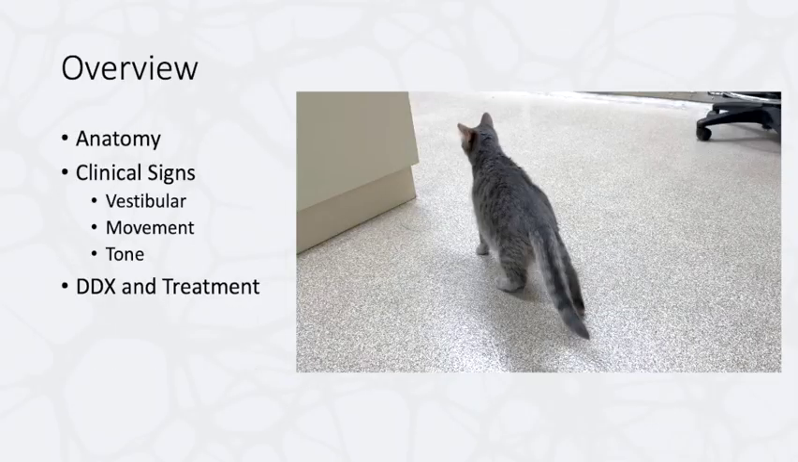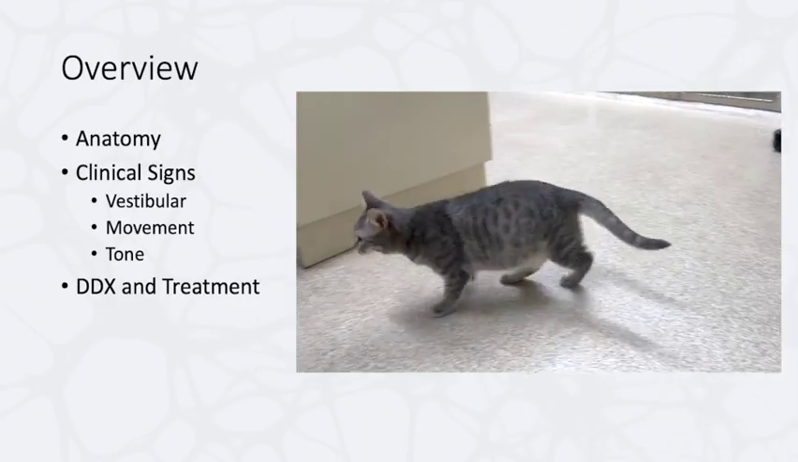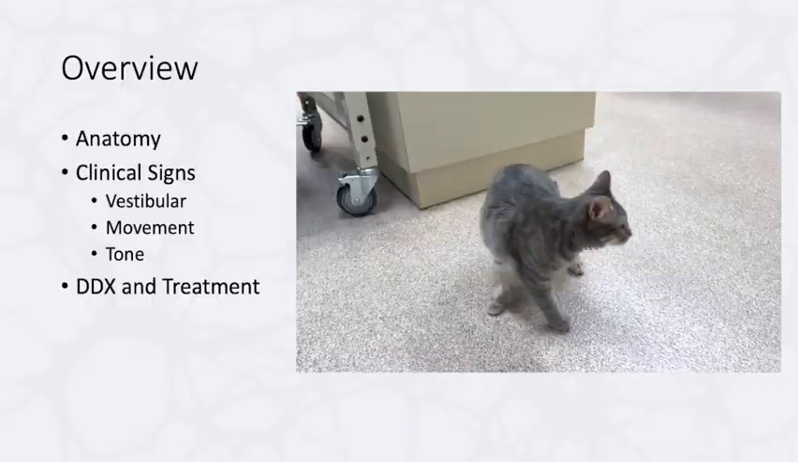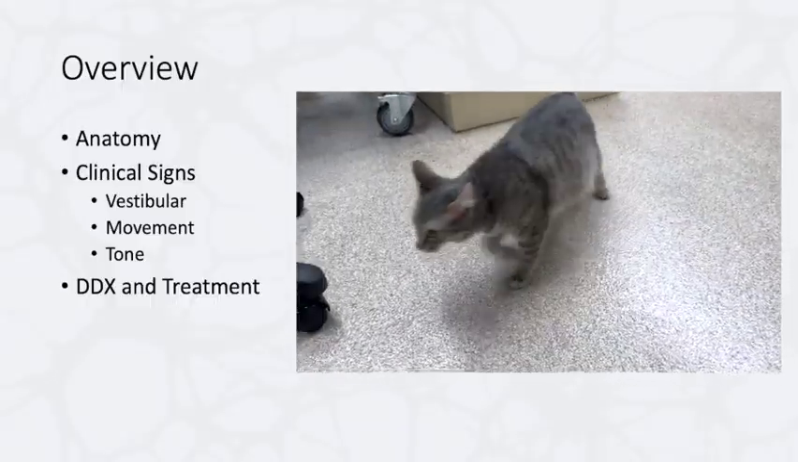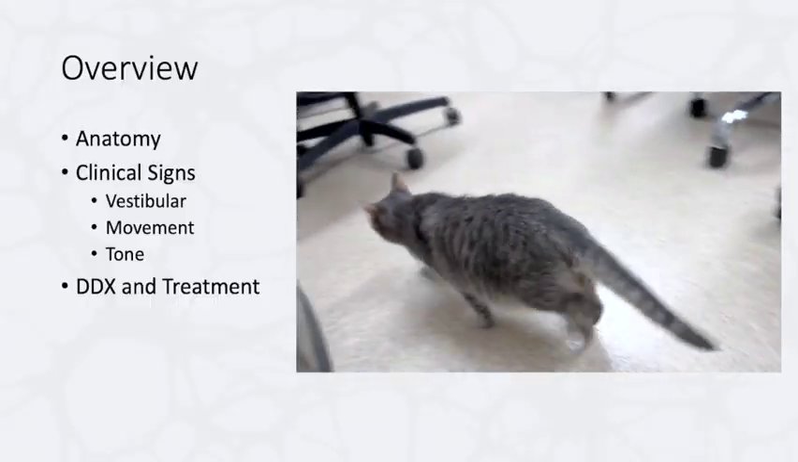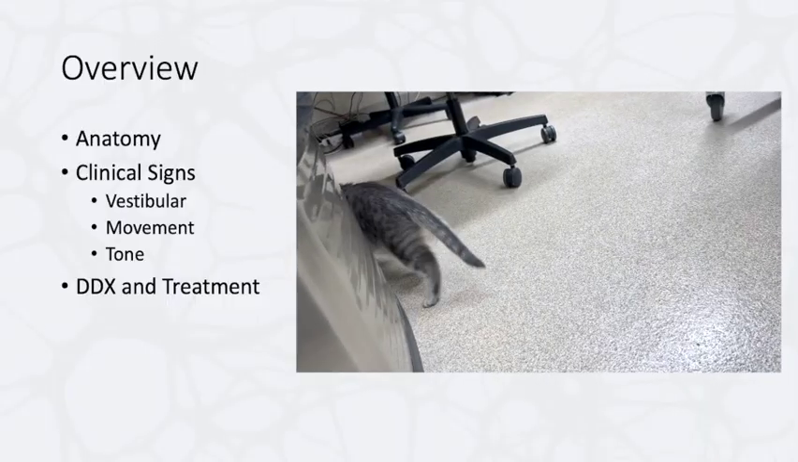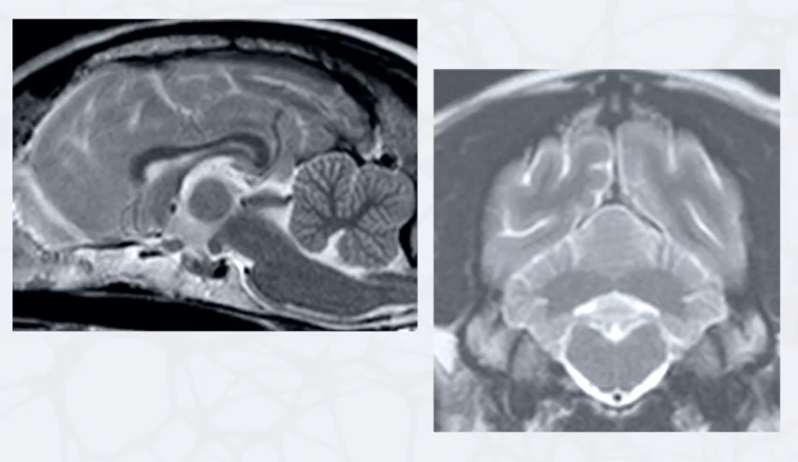So when it comes to the cerebellum, just like with the vestibular system, we'll first go over the anatomy, then we'll talk about the clinical signs, because depending on what part of the cerebellum is affected is going to dictate the clinical signs that we see. And then we'll talk about some of the differentials and potential treatment options for some of those differentials.